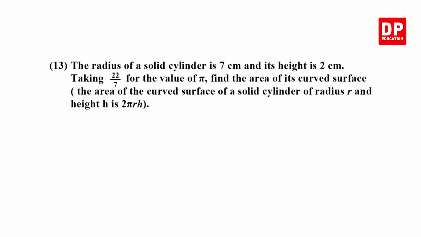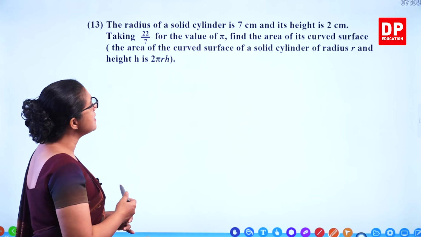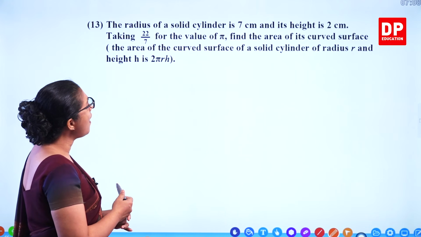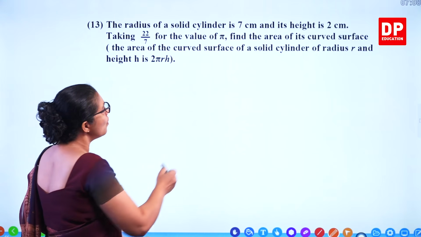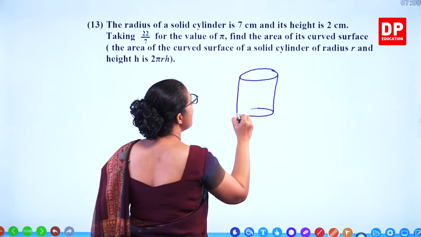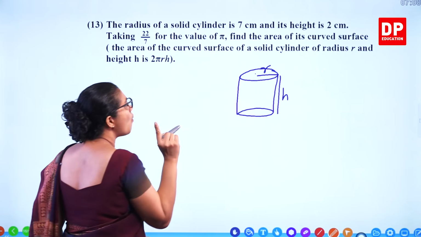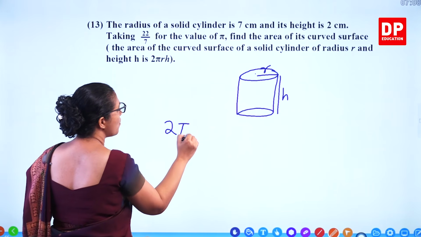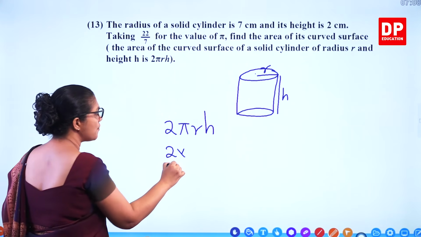Question number 13. The radius of a solid cylinder is 7 centimeters and its height is 2 centimeters. Taking 22/7 for the value of pi, find the area of its curved surface. So if it's a cylinder with radius r and height h, what's the curved surface? 2 pi rh. So you can substitute the values.